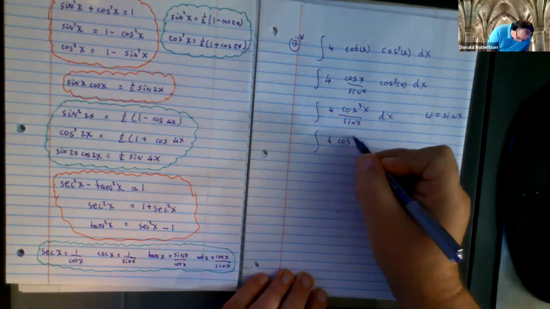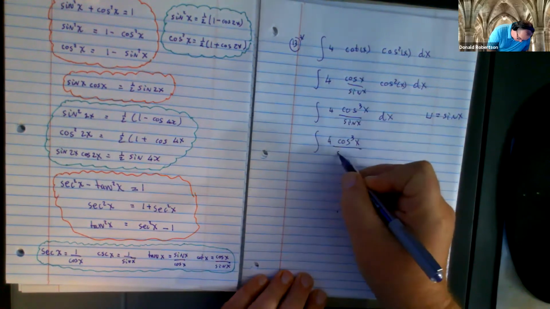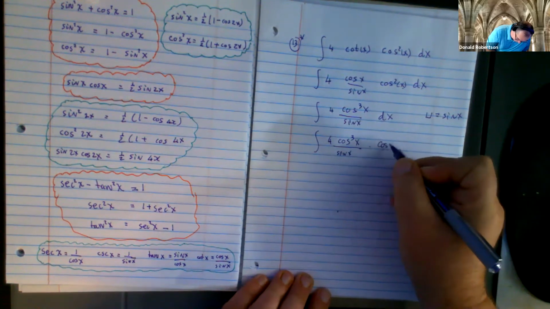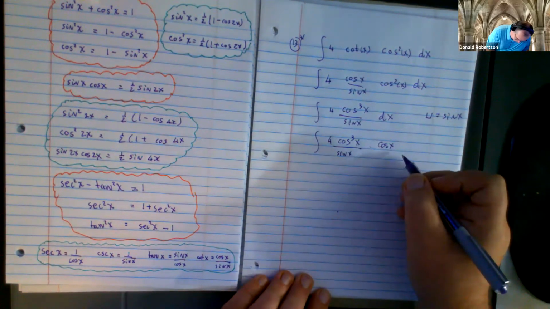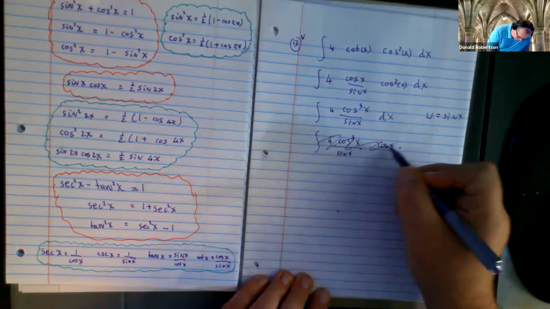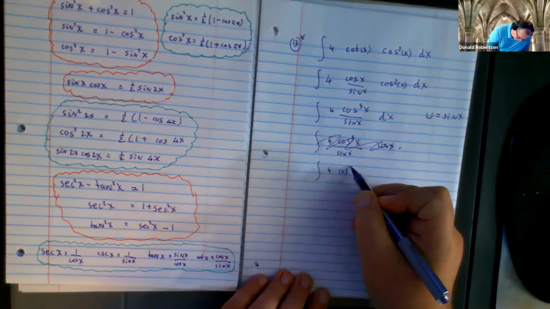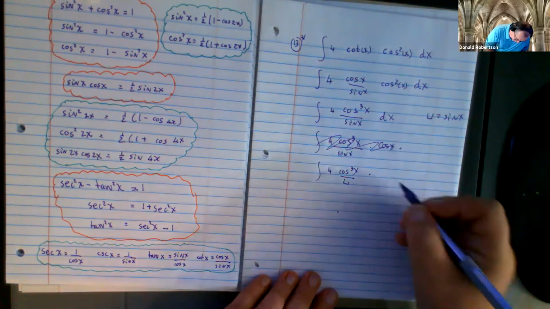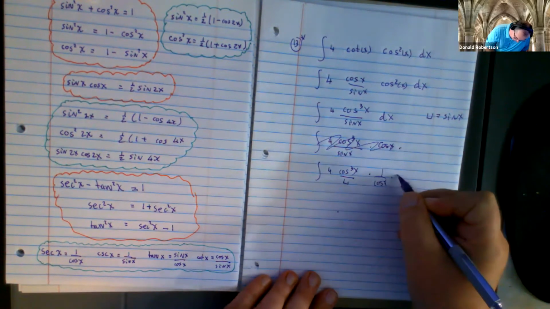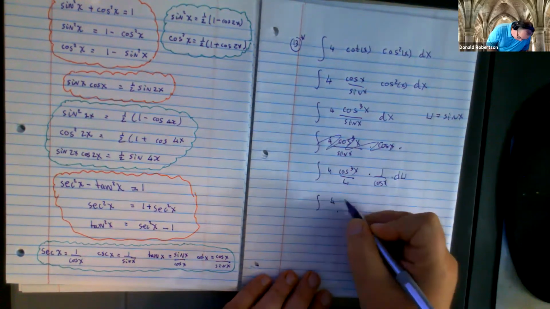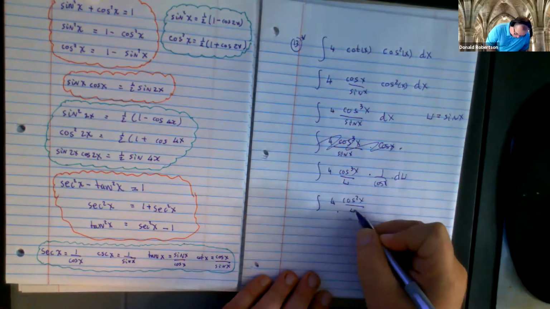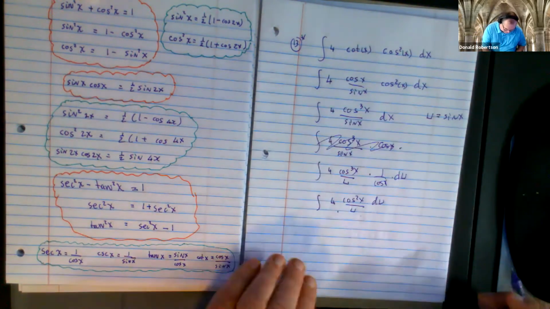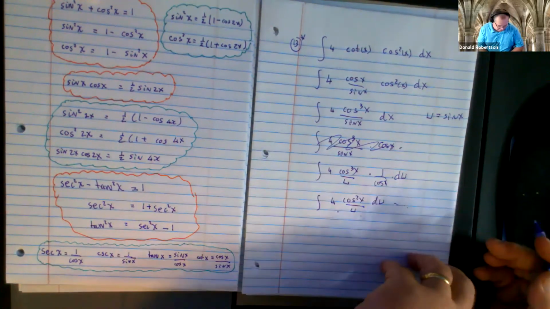I'll not show you the whole details, but you get 4 cos cubed x over u times a 1 over cosine x du, and it ends up looking something like this. But can't cos squared be turned into 1 minus sine squared, and you get your stuff. So can you trust me? It works good, but you just have to fight your way through it.